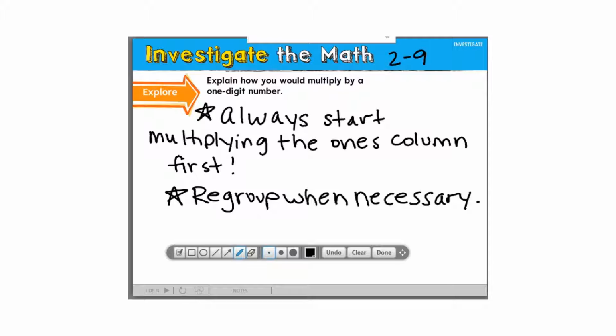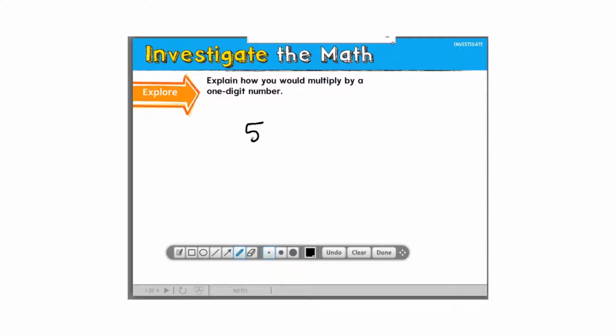Hopefully this lesson feels like review to you, because it should. You've done this for a long time. So here's our first example. 53 times 4. Before you start, I would think in my head, which you don't have to write down, but you should be thinking this, that this is kind of like 50 times 4. 50 times 4 would be about 200. So 53 times 4 is going to be somewhere close to 200.